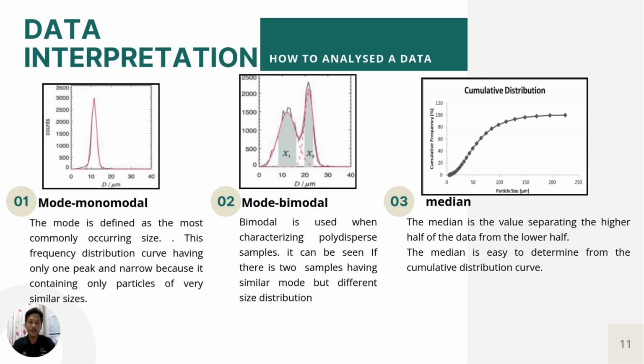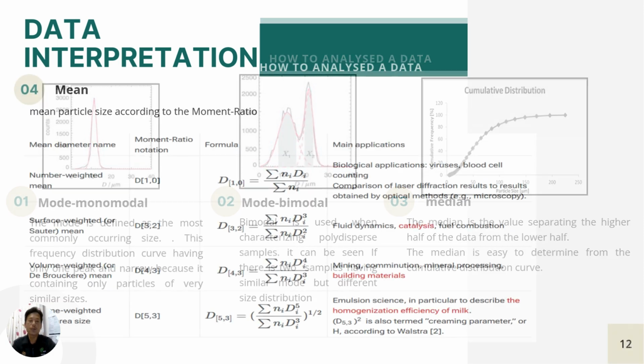The second one is bimodal. Bimodal is used when characterizing polydisperse samples. It can be seen when two samples have a similar mode but different size distributions. And the third one is the median. The median is the value separating the higher half of the data from the lower half. The median is easy to determine from the cumulative distribution curve.